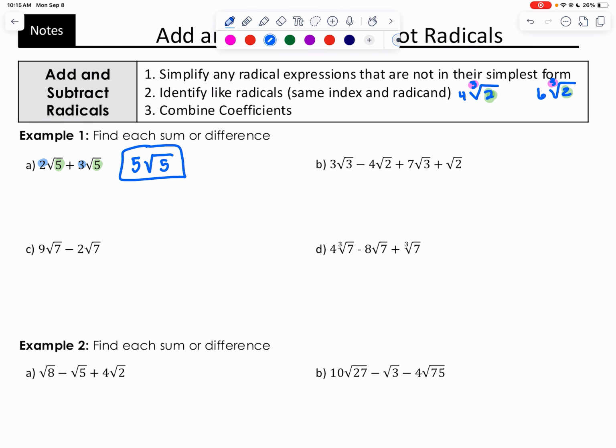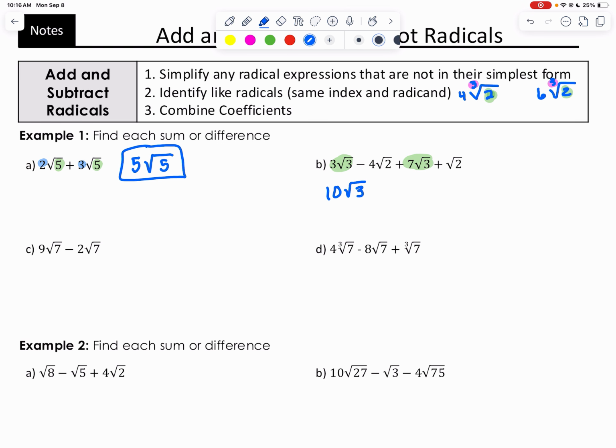Now, in example B, we have 3 square root 3 minus 4 square root 2 plus 7 square root 3 plus square root 2. So the first thing I want to do is identify like radicals. So I have 3 square root 3 and 7 square root 3. If I combine those, I would get 10 square root 3.